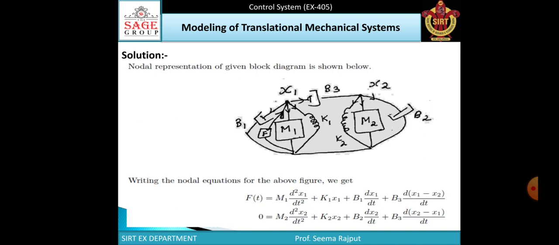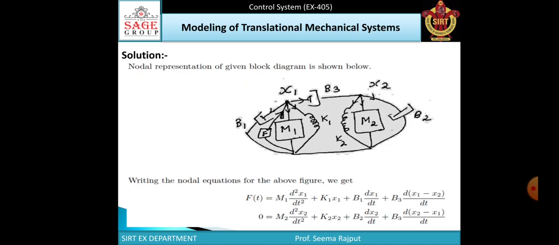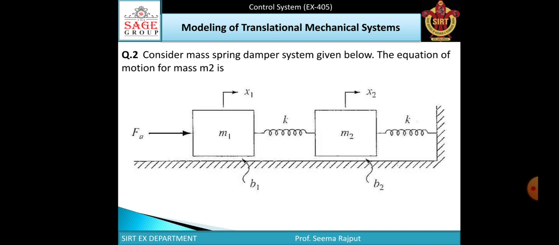So you have to be clear that this is a mechanical system. Its representation is this, and firstly we have to convert this representation into the FBD form, and then write the nodal equations, and then form the matrix and apply Cramer's rule, and find the transfer function of the equation.